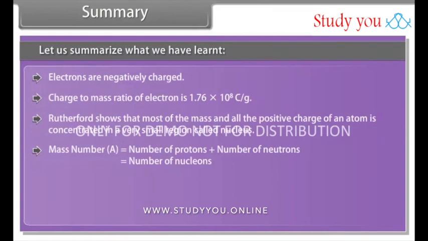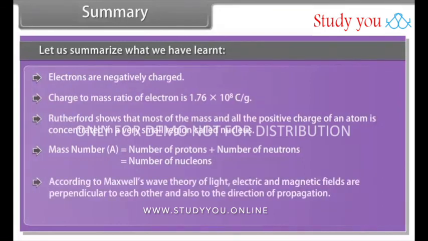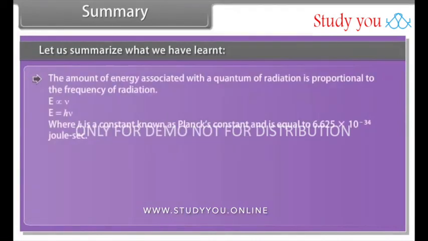Mass number A is equal to the number of protons plus the number of neutrons, which is equal to the number of nucleons. According to Maxwell's wave theory of light, electric and magnetic fields are perpendicular to each other and also to the direction of propagation. An ideal black body is a perfect absorber and perfect emitter of radiation. The amount of energy associated with the quantum of radiation is proportional to the frequency of radiation, where h is a constant known as Planck's constant and is equal to 6.625 into 10 raised to the power minus 34 joule second.